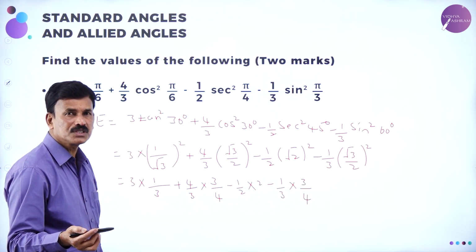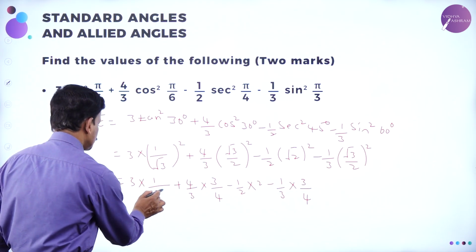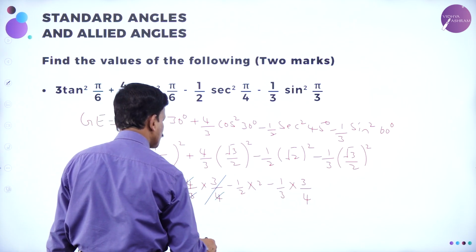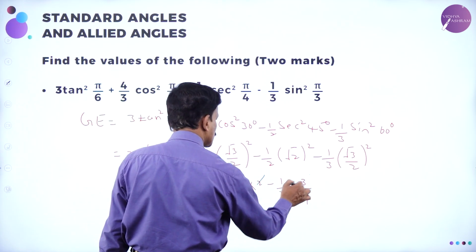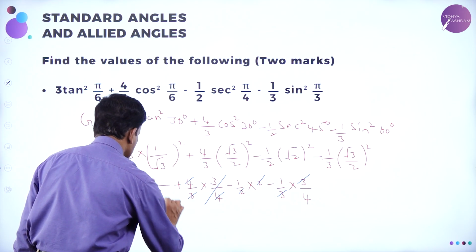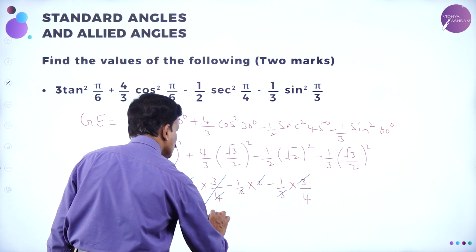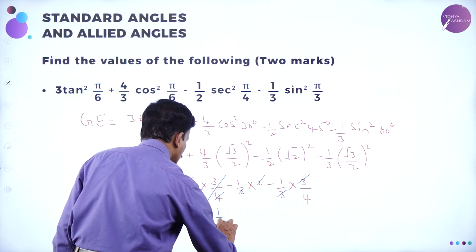Now, cancel the terms which get cancelled. Now, here 3 and 3 gets cancelled. This 3 by 3 gets cancelled. 4 and 4 gets cancelled. 2 and 2 gets cancelled. 3 and 3 gets cancelled. What is left over is 1 plus 1 minus 1, again minus 1 by 4.